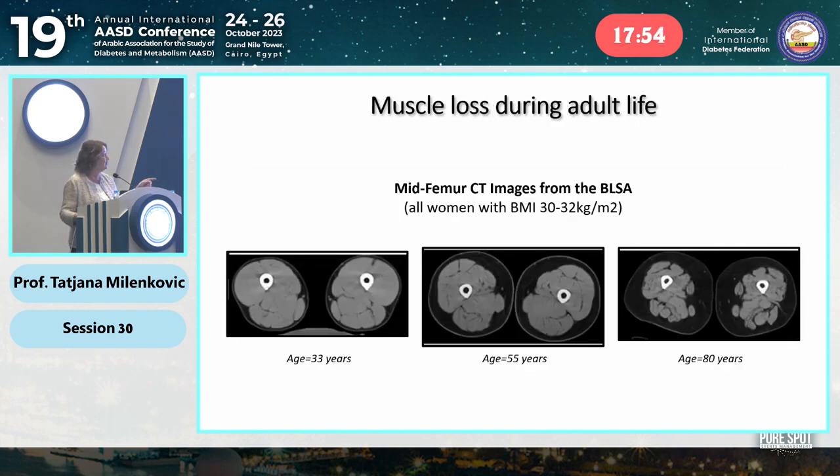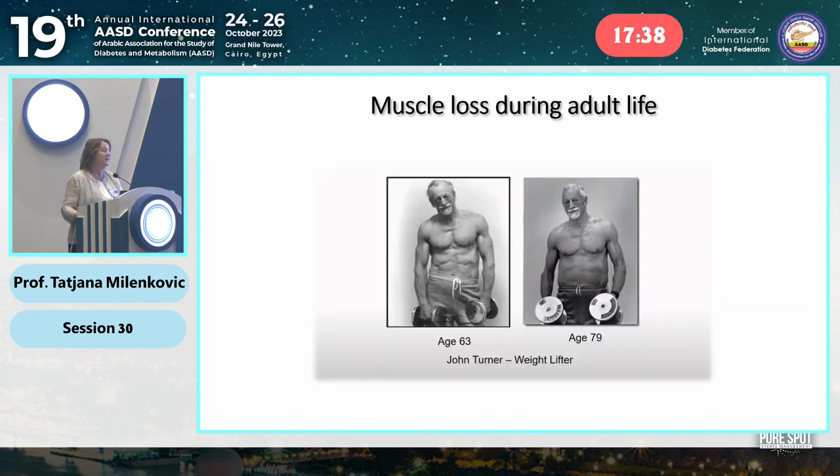Now you can also see on CT images the muscle mass in the same person in their 30s, then in the 50s, 60s, and after 80 years of life. So there is a significant loss in muscle mass. And you can see this weightlifter, age 63, who is very active even in his 80s. You can notice a significant difference in the muscle mass and probably strength at that age, if you try to preserve muscle mass with aging.